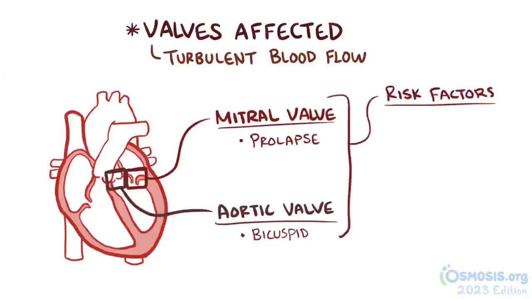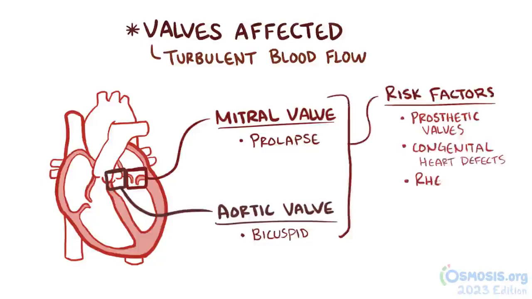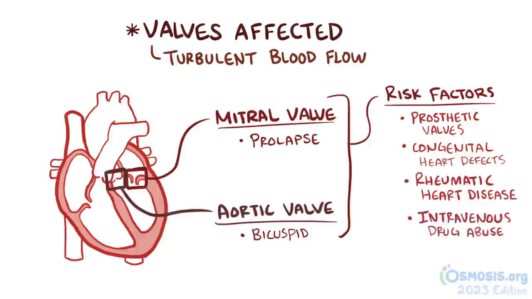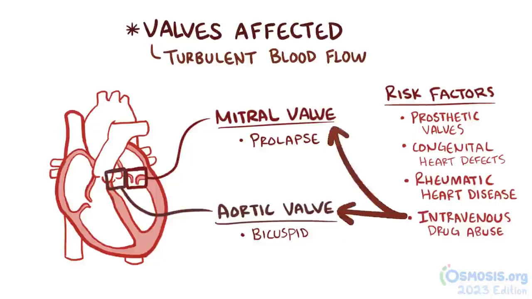Risk factors for developing endocarditis include having prosthetic valves, having a congenital cardiac defect, having damage to the valves from rheumatic heart disease, and finally, intravenous drug use can put valves at risk. Although most cases of tricuspid valve endocarditis are due to intravenous drug use, the majority of intravenous drug use patients with endocarditis have left-sided valvular endocarditis.